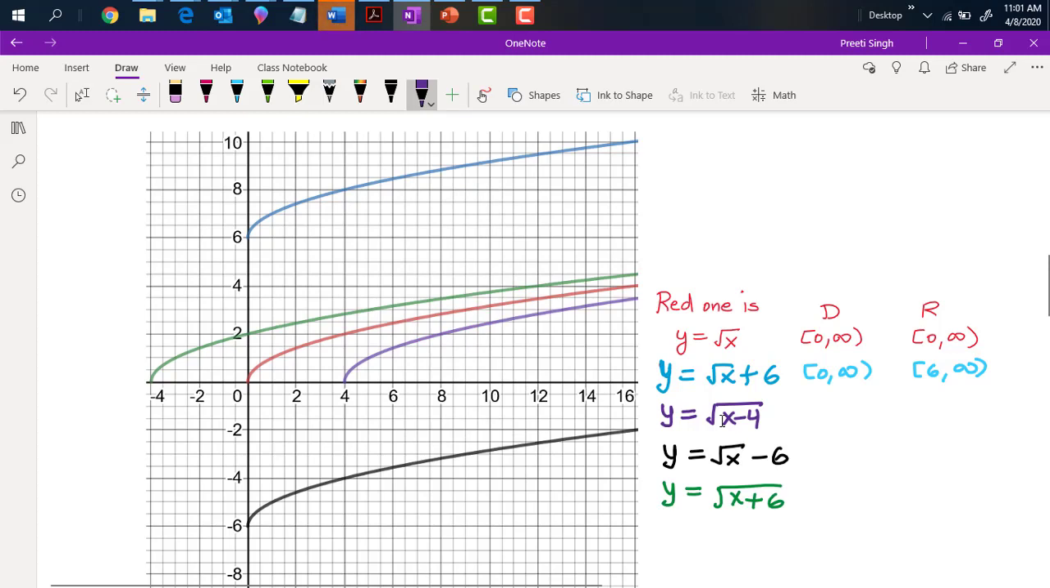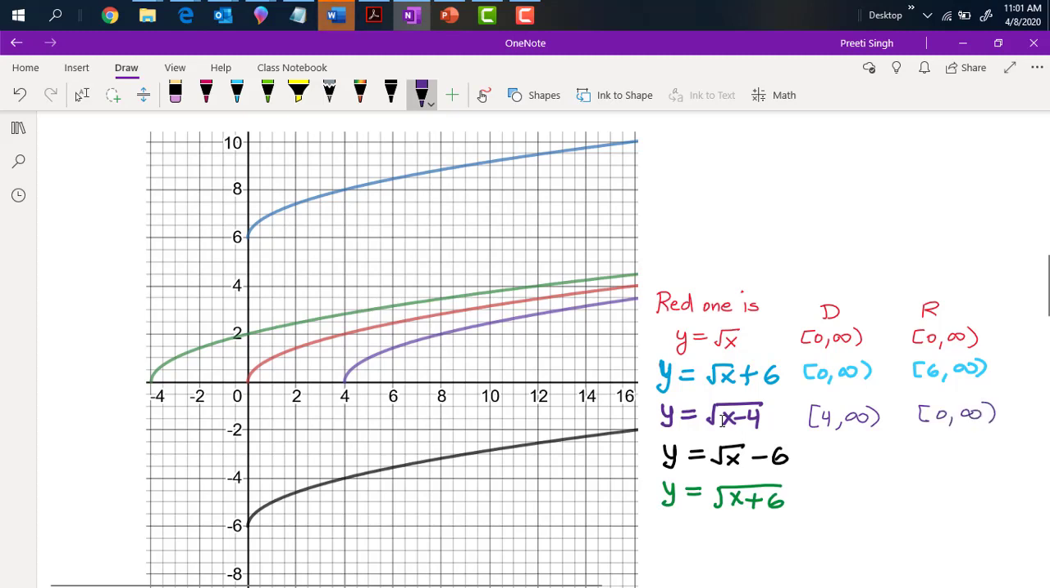So the domain changes now. It's starting from 4. I cannot input any number less than 4. If I input 3, it's going to give me a negative under the radical. So of course, I have to input any number 4 and up. And since it has only moved left and right, the range won't change here. The range will still be 0 to infinity.